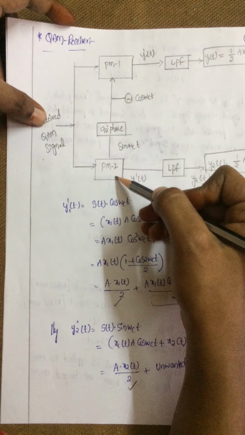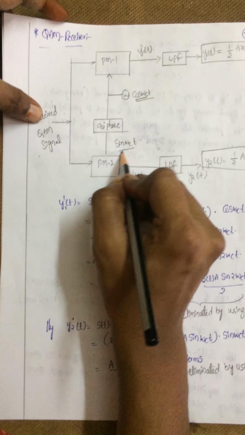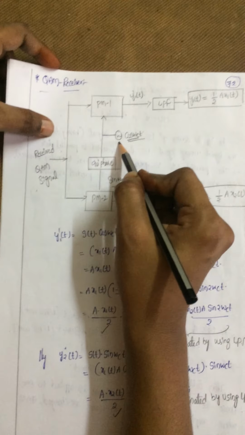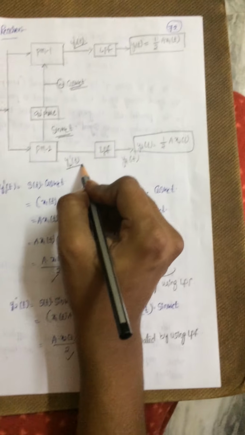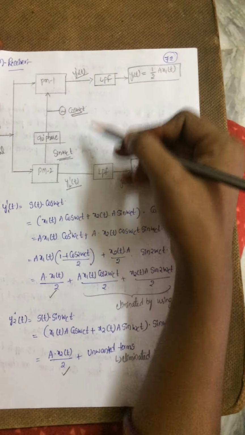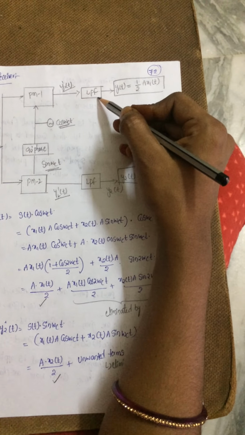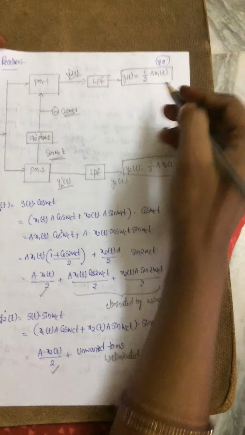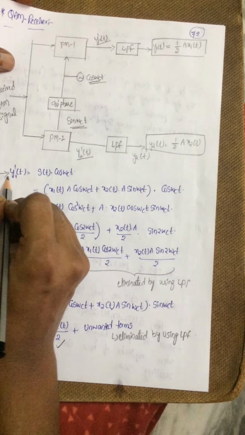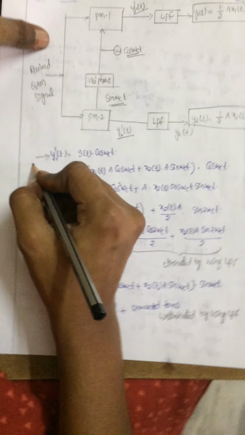Two product modulators are there with synchronous carrier signals, which will give two outputs. Those two are given through a low pass filter, which will eliminate high frequencies, and we are getting the outputs. So first, for example, we'll see one. Let me take product modulator 1.